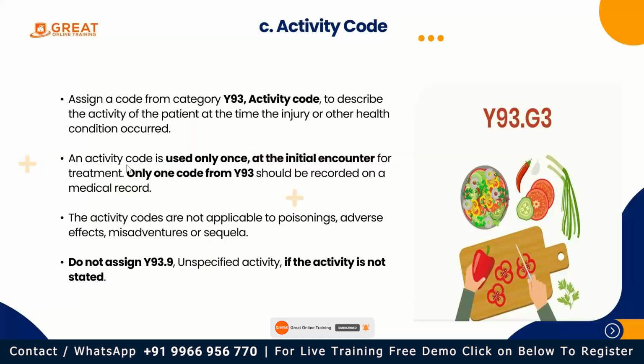I understand. So, an activity code is used only once, at the initial encounter for the treatment. Only one code from Y93 should be recorded on the medical record. So, this is the same guideline as place of occurrence. Okay, we have to use it only once at the initial encounter. That's why it also doesn't have a 7th character. The activity codes are not applicable to poisoning, adverse effects, misadventures and sequela.